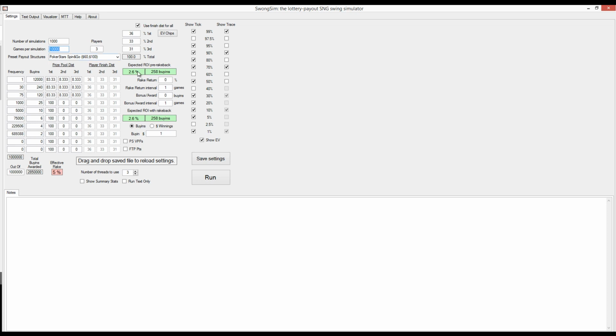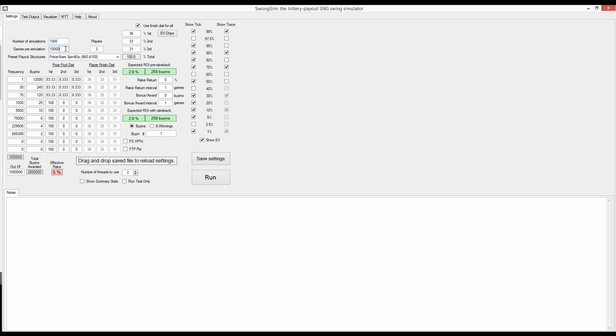And then you just set your format that changes the rake and the payout structure. You can just make sure that that's all accurate. If you want to, you can include rake back. I'm not going to be worried about that. You can put in buy-ins or in winnings. I'm going to be using buy-ins as the measure, and I'm using 5% rake. These let you change the visuals, so you can play around with that for the graph.